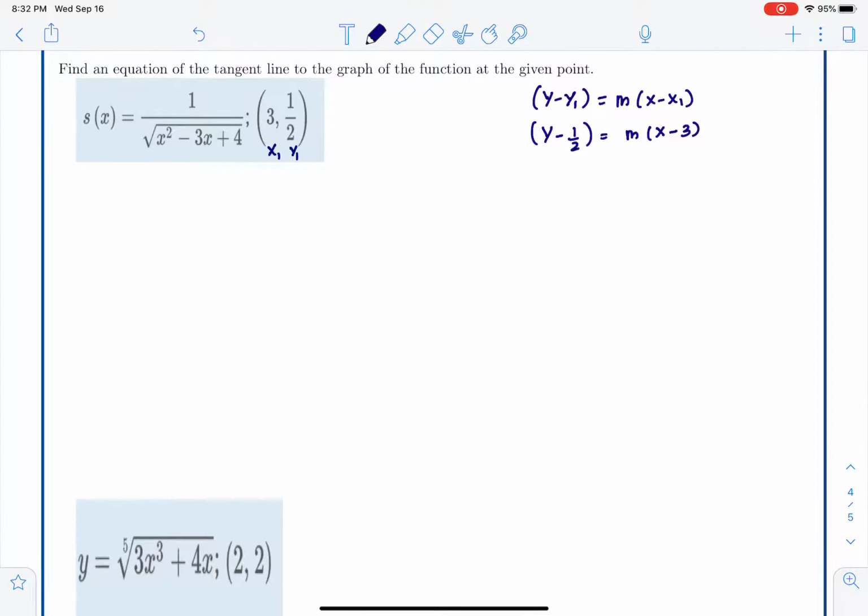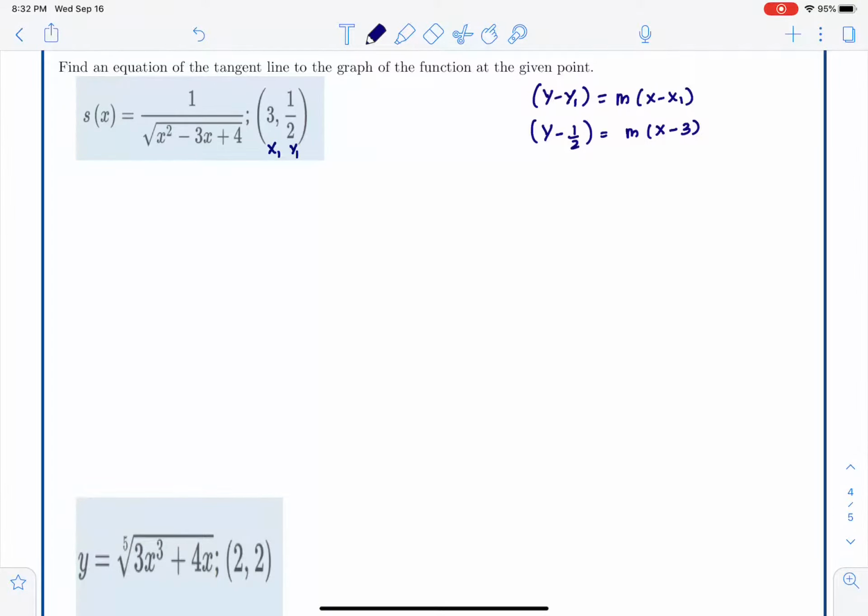We find the derivative and we plug in the value of x. So how do we find the derivative? We have s of x is equal to 1 over square root of x squared minus 3x plus 4, which I could rewrite as x squared minus 3x plus 4 raised negative 1.